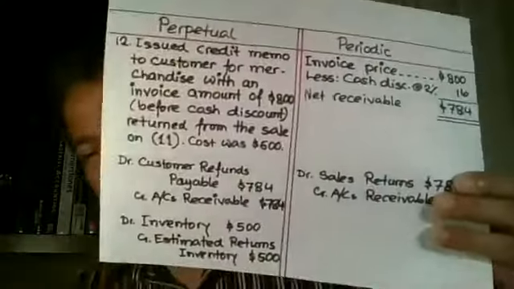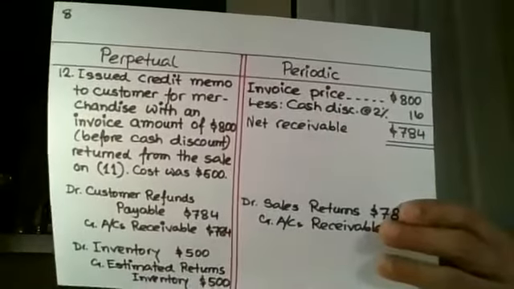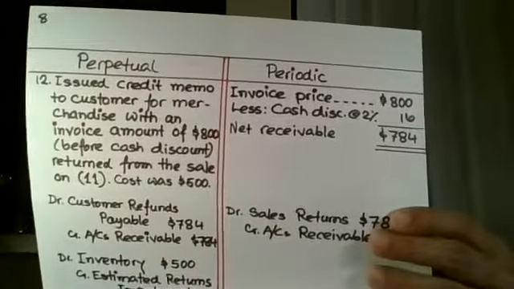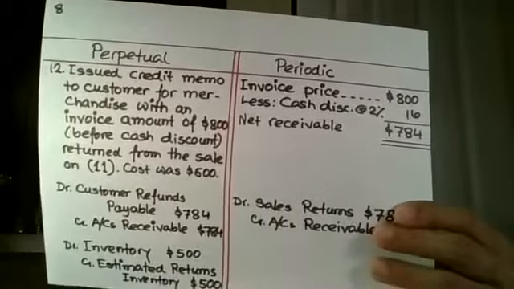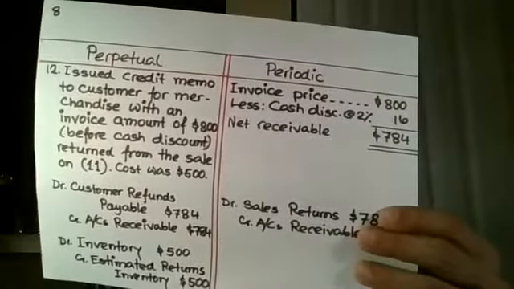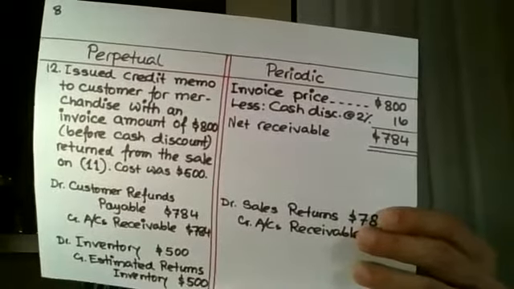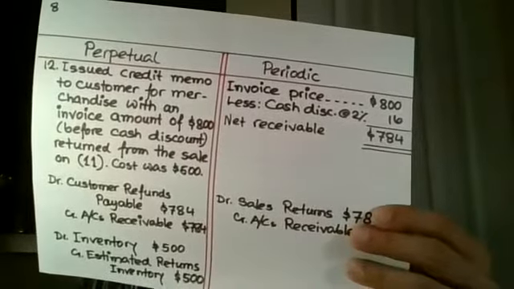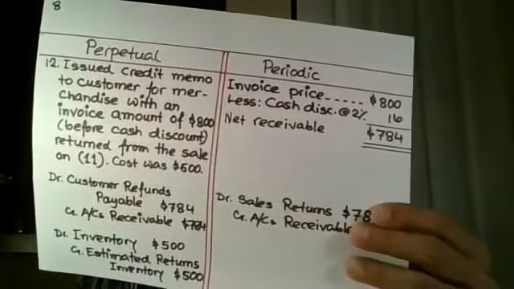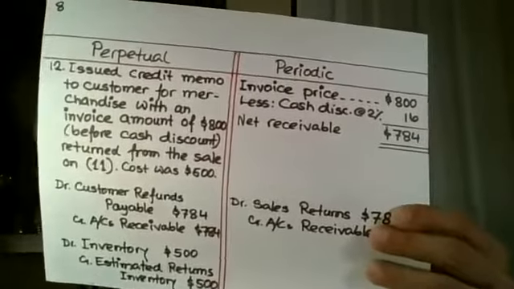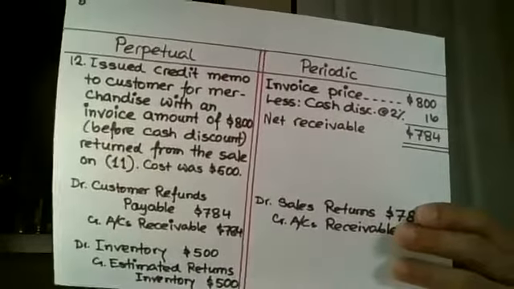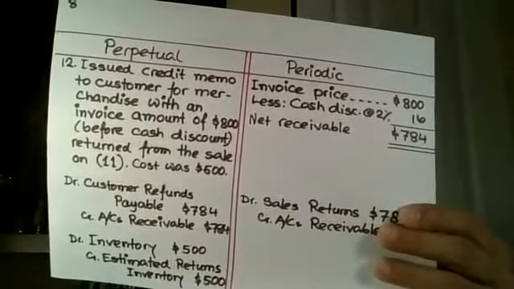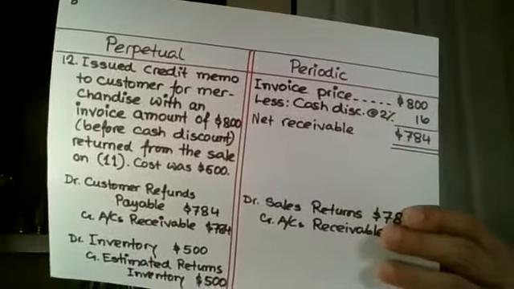Actually, it's already happening right away. So here, transaction number 12, issued credit memo. Our customer has already decided to return some of it. So we issued a credit memo to the customer for merchandise with an invoice amount of $800 before cash discount. $800 was before cash discount, but after trade discount. That is sold in number 11. The cost of these goods was $500.